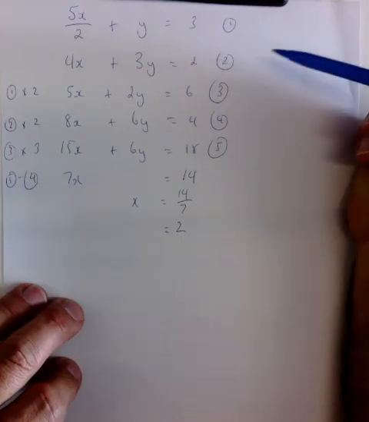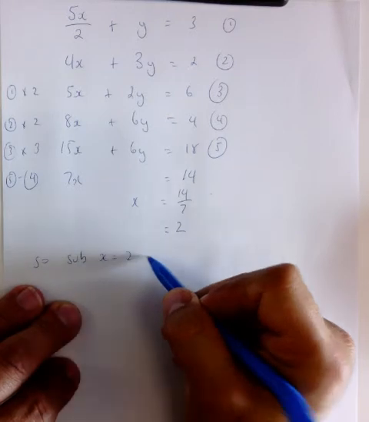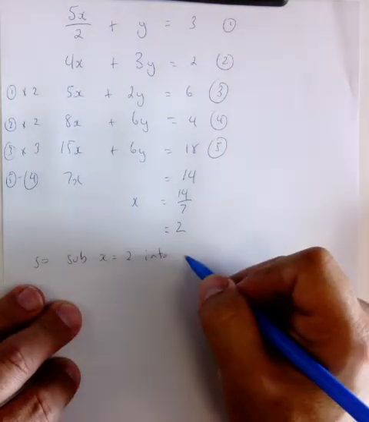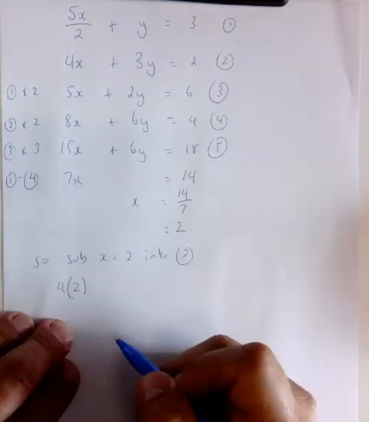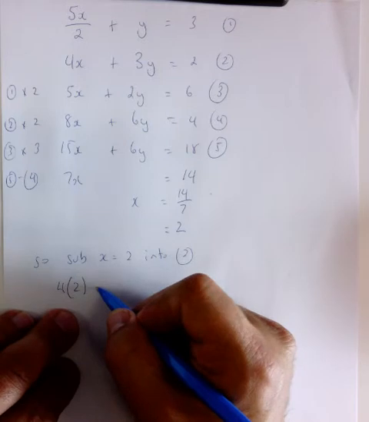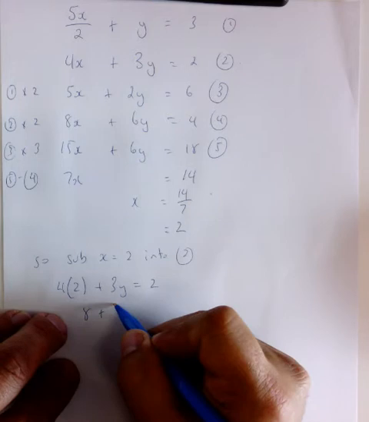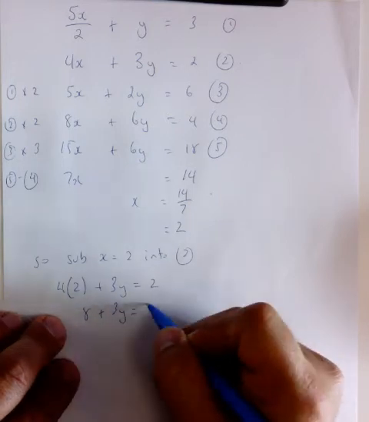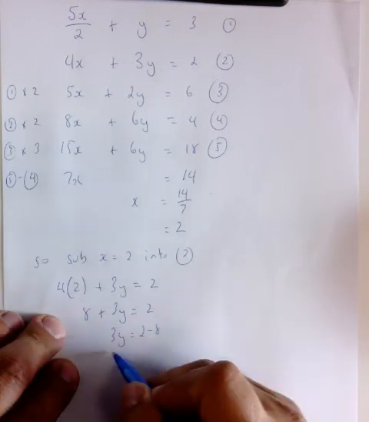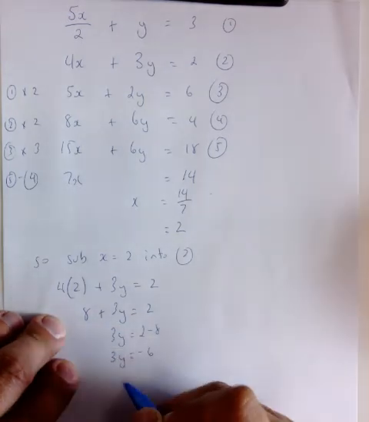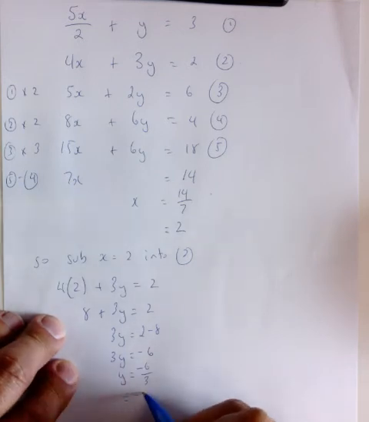I'm going to use equation 2. So sub x equals 2 into equation 2, we get 4 times 2 because x was 2 plus 3y equals 2. 8 plus 3y equals 2. 3y equals 2 minus 8. 3y equals minus 6. Y equals minus 6 on 3, which is minus 2.